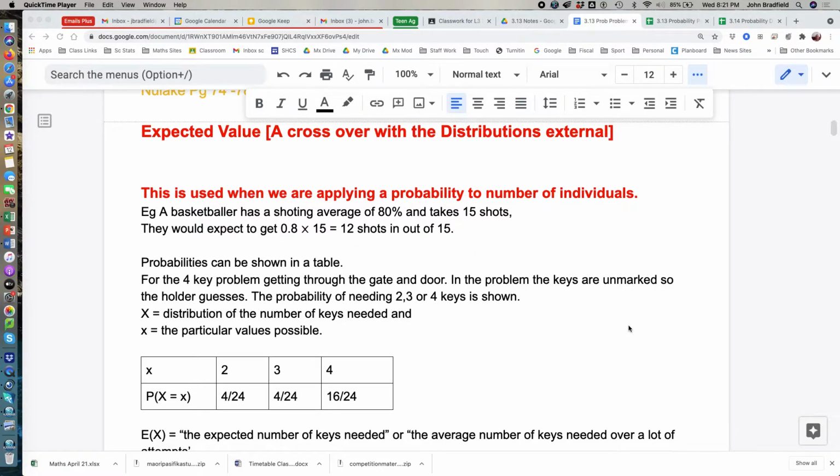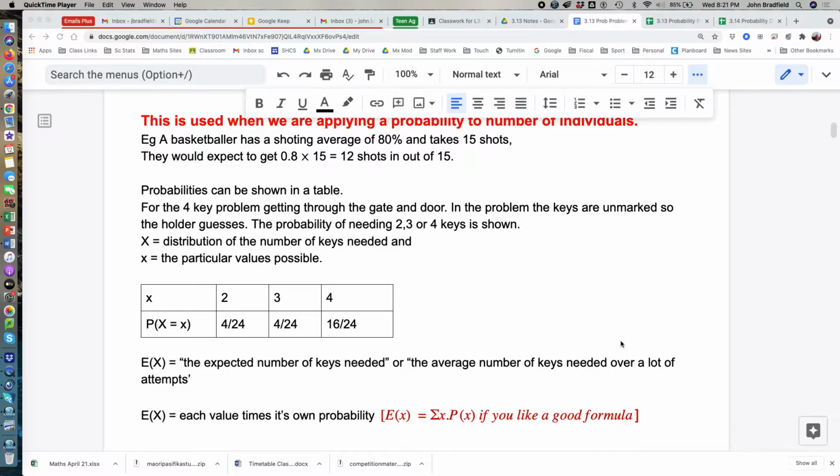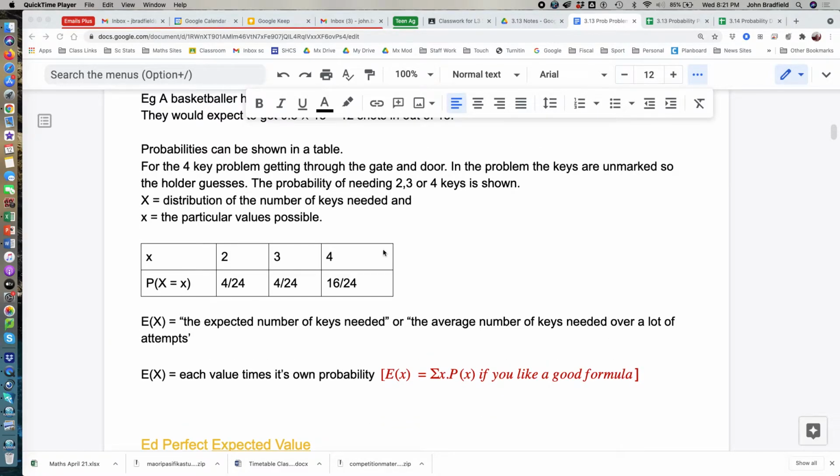That sort of thing is applied in more complicated ways around. Sometimes you're going to have to deal with a table. And so you might get something. Now, the 4-key problem we'll look at another time, but the problem is based on a person having 4 keys that are unmarked, they have to get through a gate and then a door, and how many keys will it take if they are done completely at random.